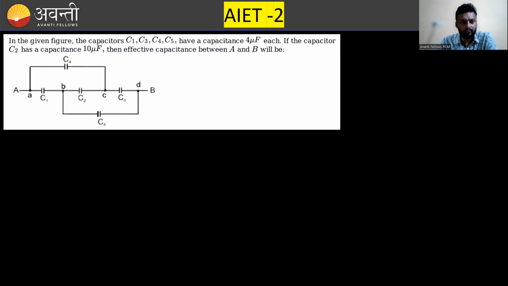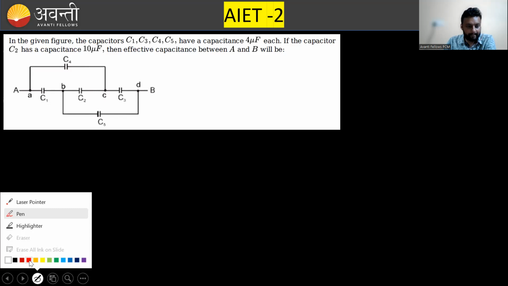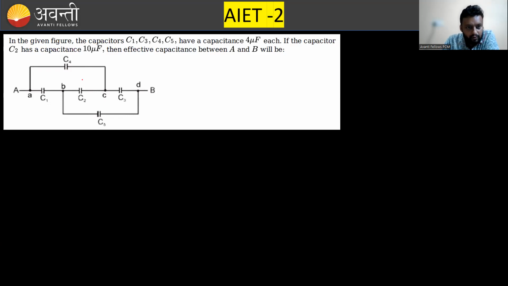Moving further. In the given figure, the capacitors C1, C3, C4, C5 have a capacitance of 4 microfarad each. C2 has a capacitance of 10 microfarad. This is 4, this is 4, this is 4, and this is 4.